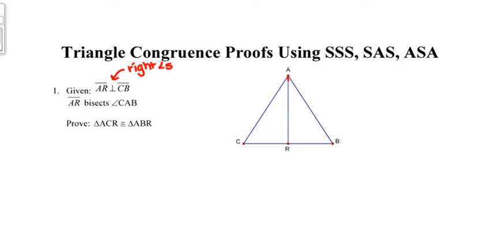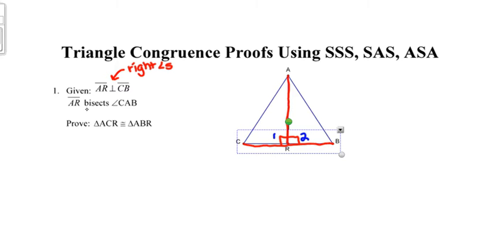So I'm going to go to the picture, and where segment AR intersects with segment CB, I'm going to go ahead and draw in those right angles. And based upon my knowledge of geometry, I know that all right angles are congruent. So I'm going to label those 1 and 2 because I know they're congruent to one another.